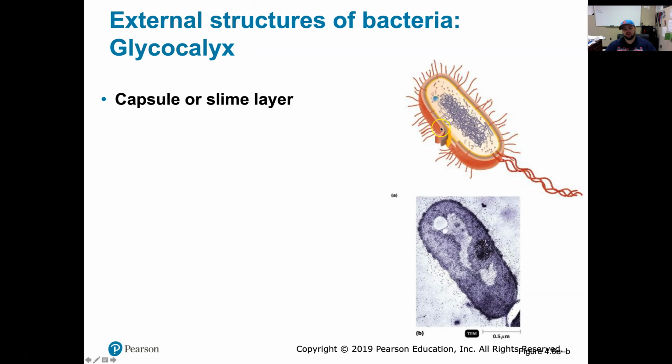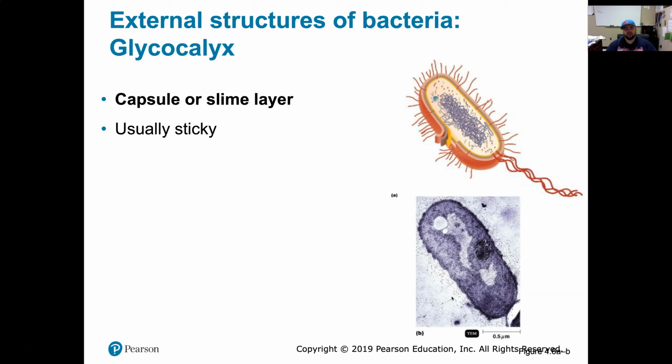So, for instance, notice this red coating is very tightly attached to these other layers. This would be considered a capsule because it's tightly wrapped around the cell. Here, you can see this grainy imagery around the cell. That's the glycocalyx around a cell under a microscope, and it's not tightly wrapped around the cell, so it's considered a slime layer.